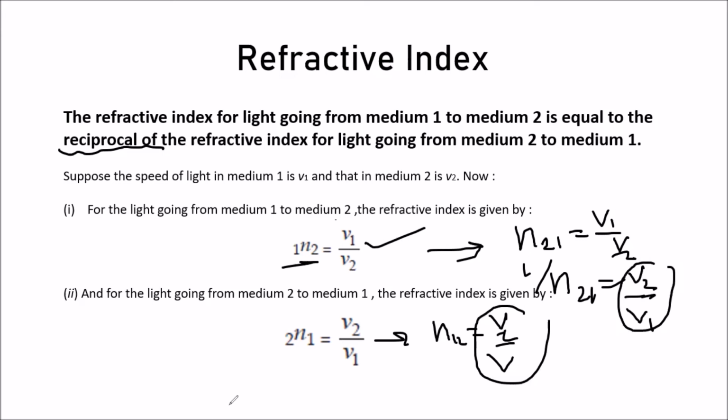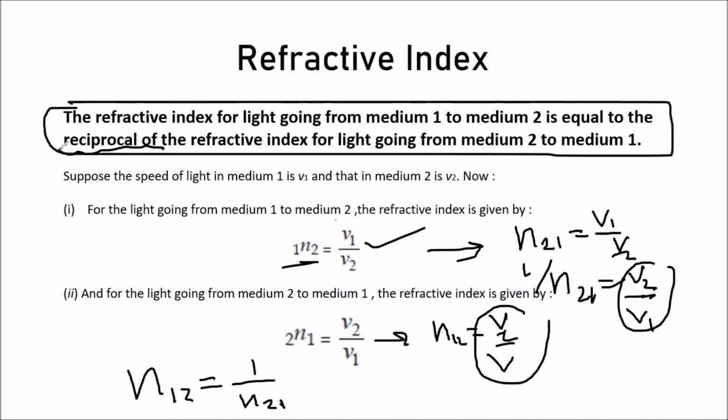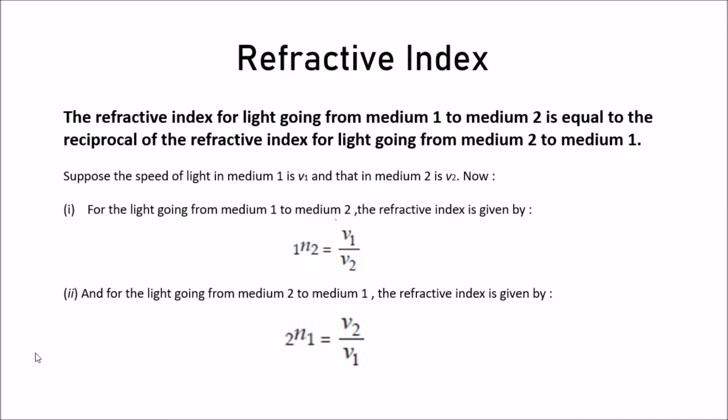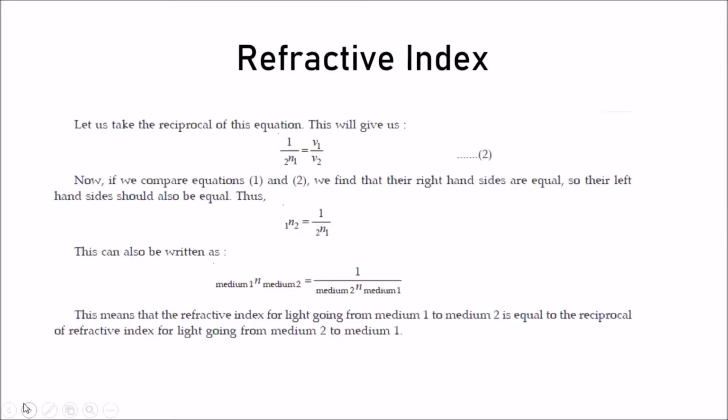And if we conclude, we'll get that n12 is equal to 1 upon n21. And that's the situation. The refractive index of light going from medium 1 to 2 is equal to the reciprocal of the refractive index for light going from medium 2 to 1. And we get numericals based on this also. You can see the derivation is explained here in detail.